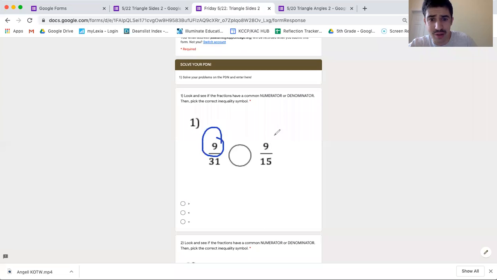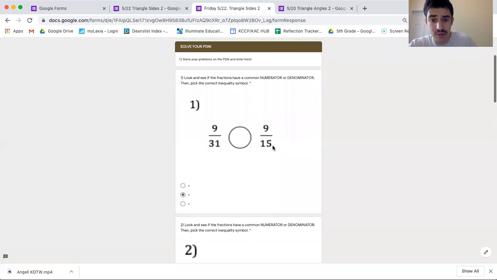Here I see I have 9/31 and 9/15. My numerators are the same. The number on top is the same, my numerator. So I know the bigger the denominator, the smaller the fraction, because it's broken up into more parts. So each part is worth less. I see right here that 31 is way larger than 15. So I know that this fraction, 9/31, is actually way smaller than my fraction 9/15. Gator eats the greater. I need to make sure that I pick the right inequality sign here as well.